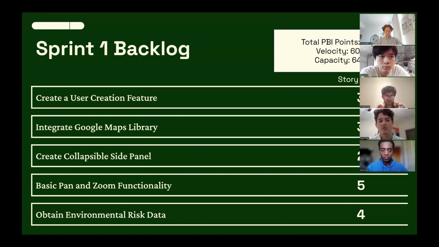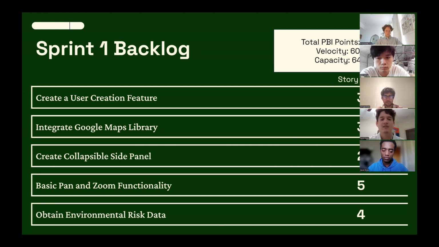Then we also have integrating the Google Maps library, which is going to be pretty helpful for correct location information and having an accurate map. The collapsible side panel, while it's pretty small in terms of points, is going to be helpful later on because we might use that side panel for things such as search filters, maybe even displaying environmental risk information. Then we have the basic pan and zoom functionality. This is on the user-friendly side of features that we want. So instead of having a static map, you can actually move across and zoom in, and this allows people to have much more accurate information and actually click on the locations that they want to.